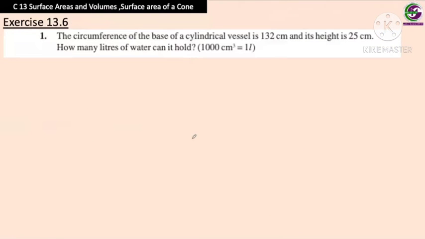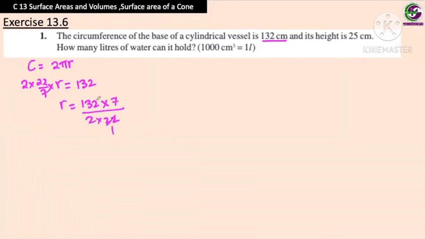The circumference of the base of a cylindrical vessel is 132 centimeter. Circumference is perimeter, that is why there is no power 2 or power 3. And we have studied circumference of a circle is 2 pi r. So 2 pi r is 132. And we know what is pi, so we can find the radius. So 2 times 22 by 7 multiplied by radius, which is missing, is equal to 132. So therefore, r is equal to 132, 7 will go up and 2 and 22 will stay down. 22 times 6 is 132. So we have radius is equal to 21 centimeter.